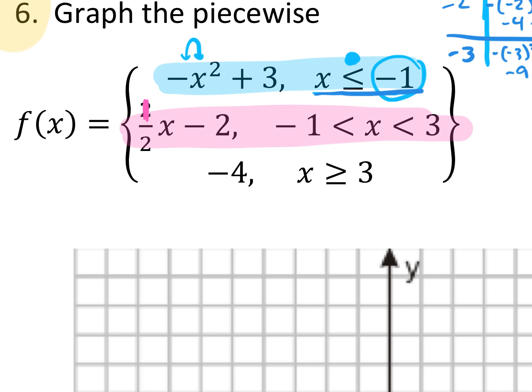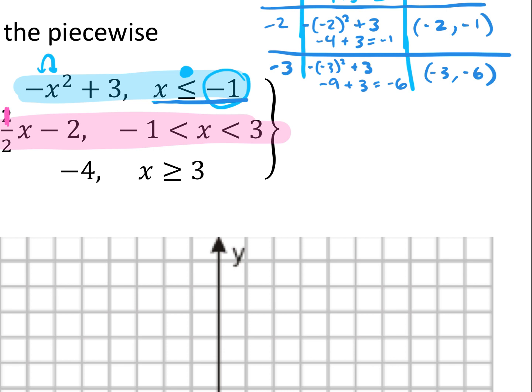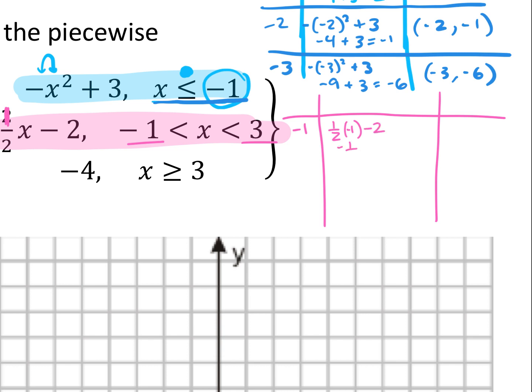So what would we plug in first here? Negative 1. Plug in the numbers that it gives you. For your middle piece, it'll always give you a start and an end. So we can just plug in those 2 numbers. So I'm going to plug in negative 1 first. So I'm going to say 1/2 times negative 1 minus 2. 1/2 times negative 1 would be negative 1/2 minus 2.